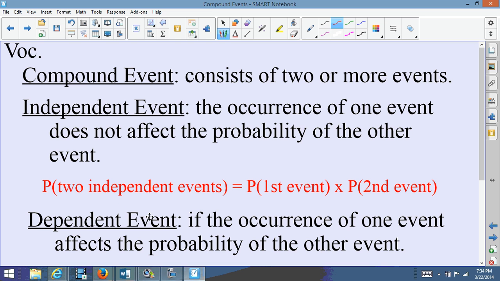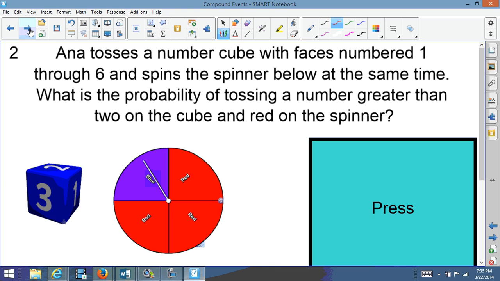Dependent event. If the occurrence of one of the events affects the probability of the other event, that is a dependent event. So we're going to deal with independent events.